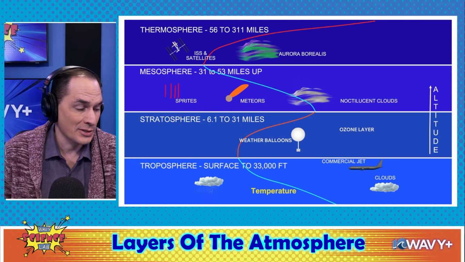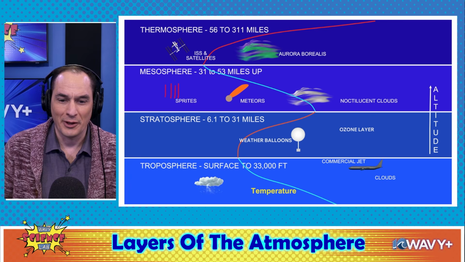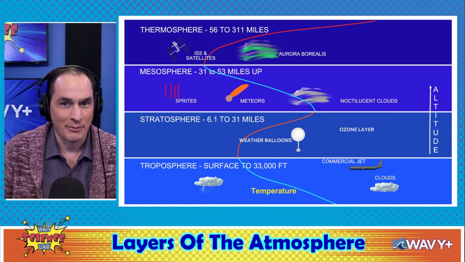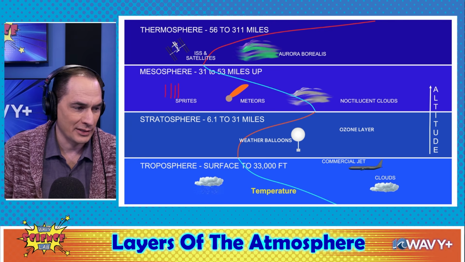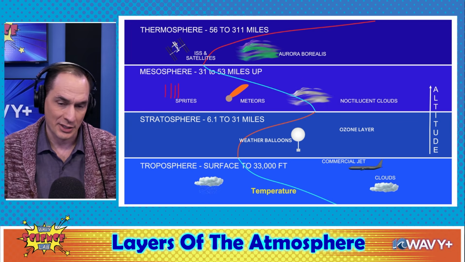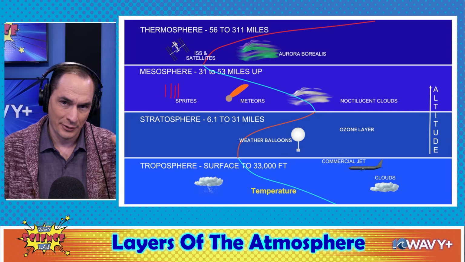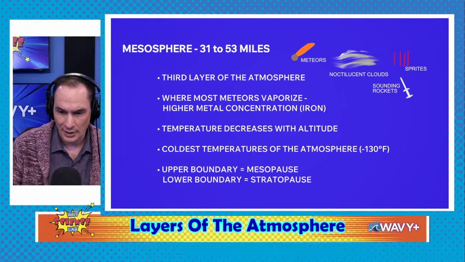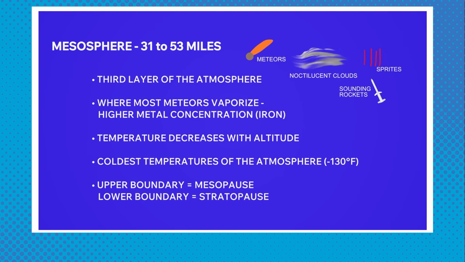Mesosphere is the third layer. Sprites above thunderstorms, those little bright lines, that happens. And I'm going to do another podcast on that whole subject. That weird lights and things like that. Meteors burn up in the mesosphere because it's thick enough for the first time for them to do that, and noctilucent clouds as well. So here's the mesosphere, and it's the third layer where most meteors vaporize. There's a higher metal concentration, I guess. Temperature decreases with altitude, and so now we were warming in the other layer, the second layer.